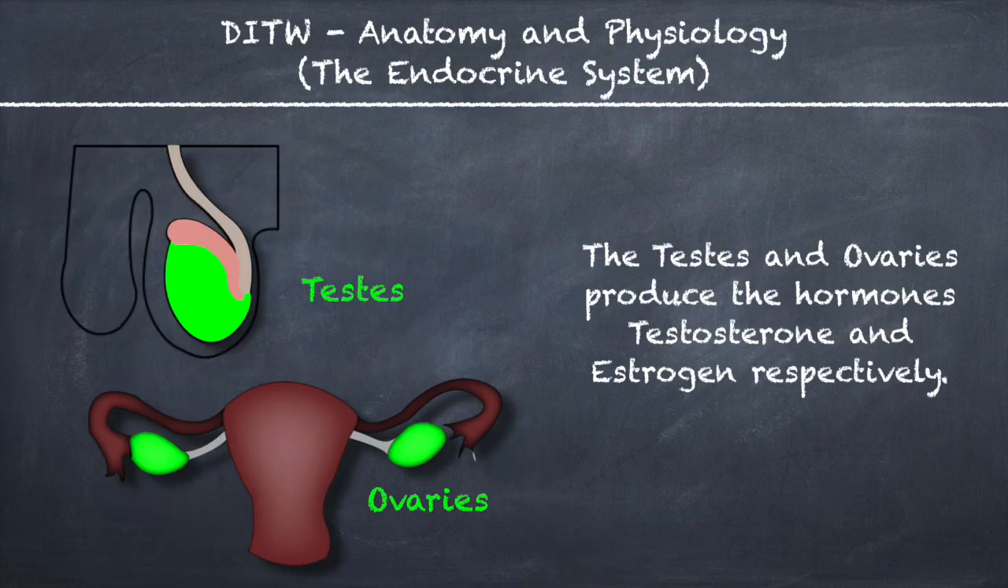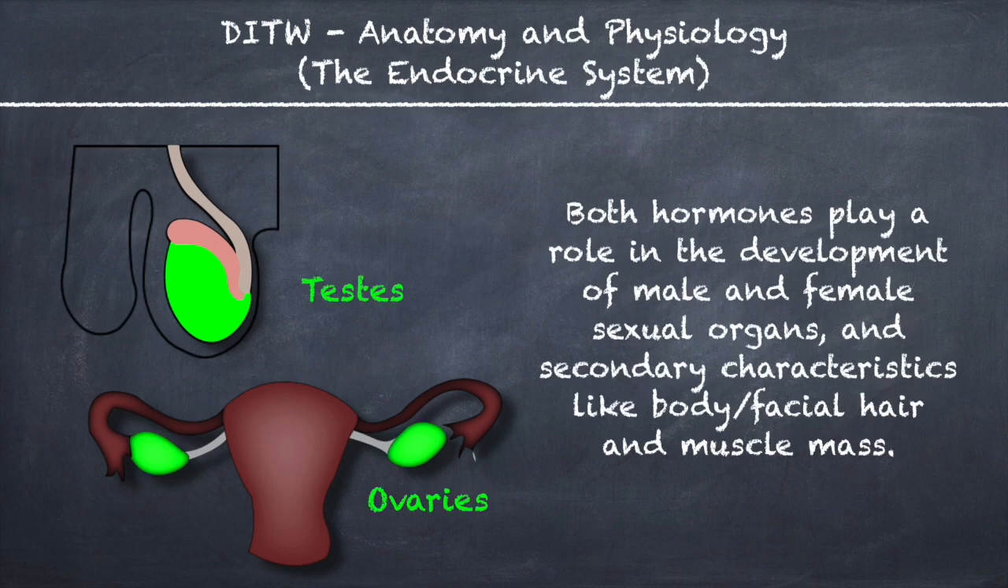The testes and the ovaries produce the hormones testosterone and estrogen, respectively. Both hormones play a role in the development of male and female sexual organs and secondary characteristics like body and facial hair and muscle mass.